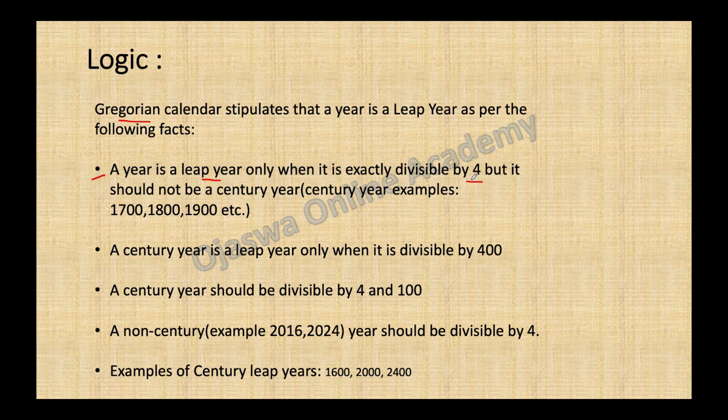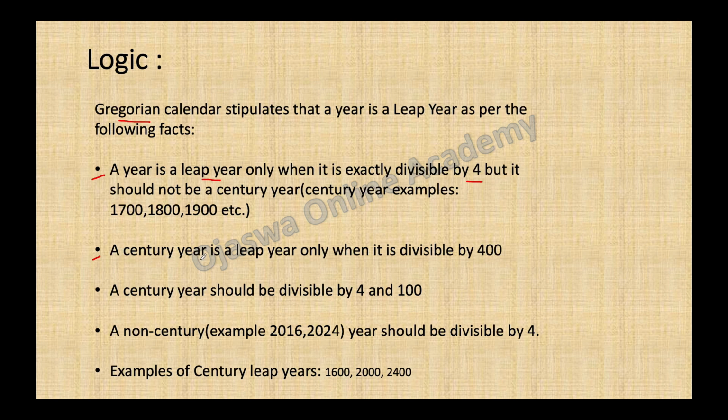So if you want to check whether a particular year is leap year or not, you need to divide the year by 4. And if it is completely divisible by 4, it is a leap year. But there is a condition. It should not be a century year. Examples of century years are 1700, 1800, 1900, 2000. So this logic, dividing the year by 4, works only when the year is not a century year. If the year is century year, you might get wrong output.